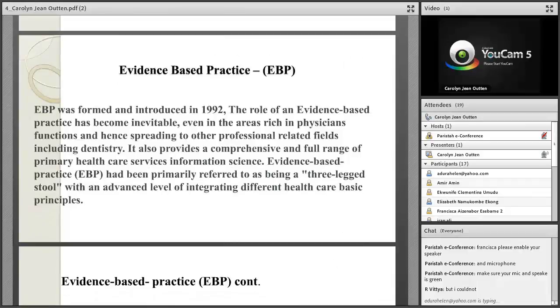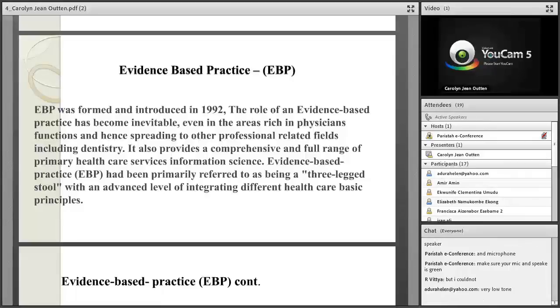Evidence-based practice. Evidence-based practice was formed and introduced in 1992. The role of evidence-based practice has become inevitable, even in areas rich in physicians' functions, and hence it is spreading to other professional-related fields, including dentistry. It also provides a comprehensive and full range of primary healthcare services, information science.